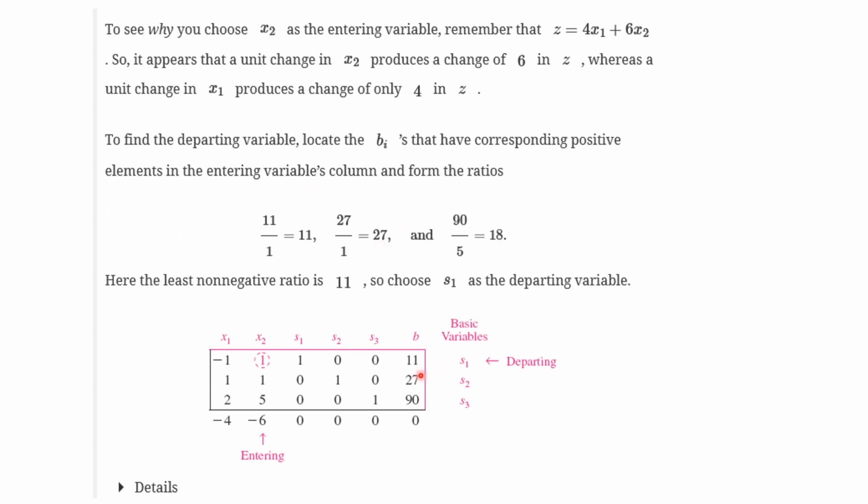So you see here, this is going to be 11 over 1, because that number was 1. This number is going to be 27 over 1, because there's the 27 and there's the 1. And this is going to be 90 over 5. We had those numbers from our pivot column. And so you see, we will take the least non-negative ratio, which is going to be 11. And so we choose S1 as our departing variable. That means we're going to be pivoting here, getting rid of S1 and having x2 entering. So let's talk about how we do that pivot.